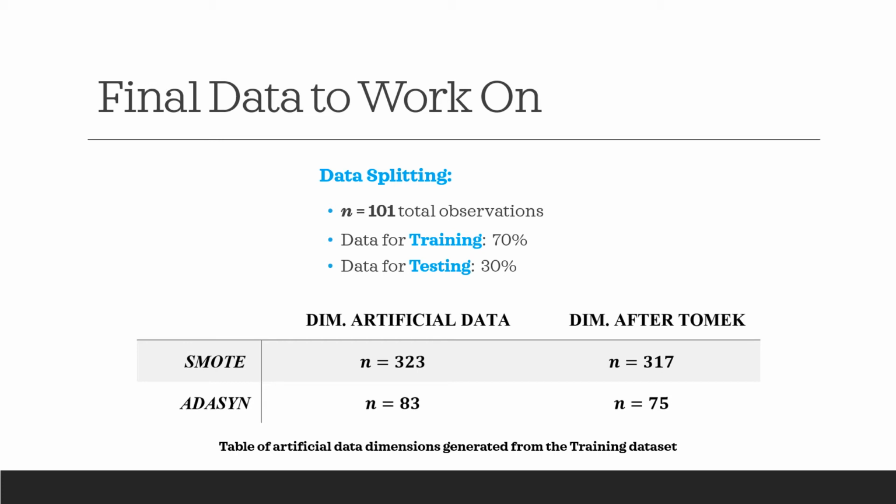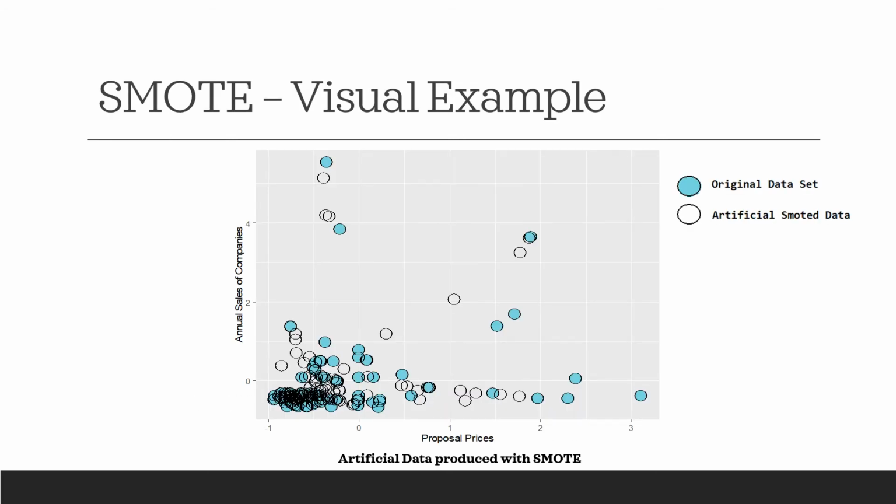We applied SMOTE and TOMEC over the 70% dedicated to training, and we applied AdaSim and TOMEC to the exact same dataset. And as we can see, it generated a lot more samples in the SMOTE TOMEC case and just a few observations on AdaSim TOMEC. Here is a visual example of what SMOTE looks like. The blue dots are the original dataset, and the black circles are the new dataset with more observations that respect the relevant information of the original dataset.